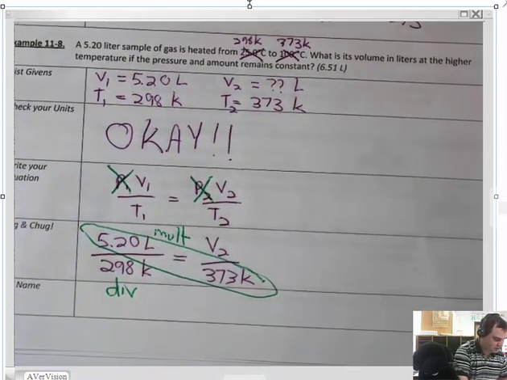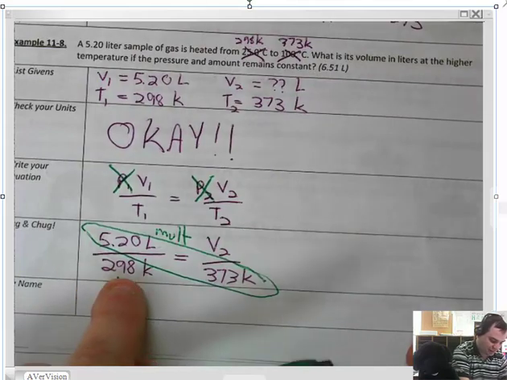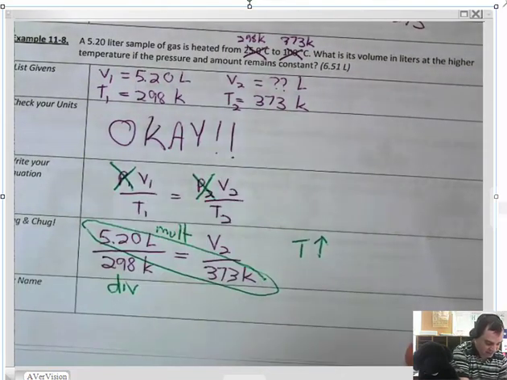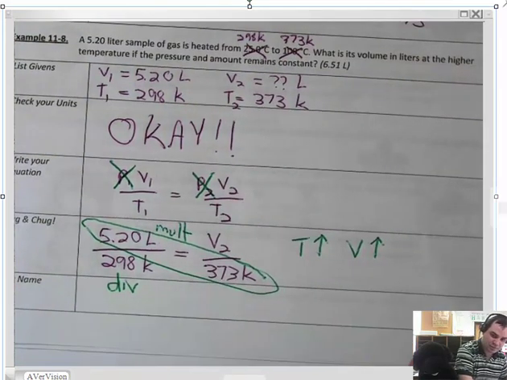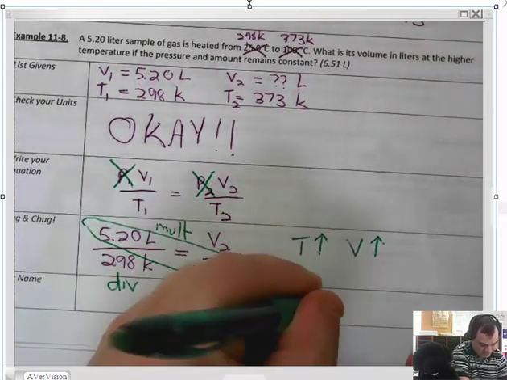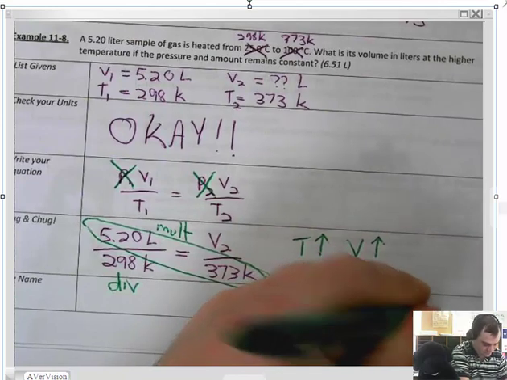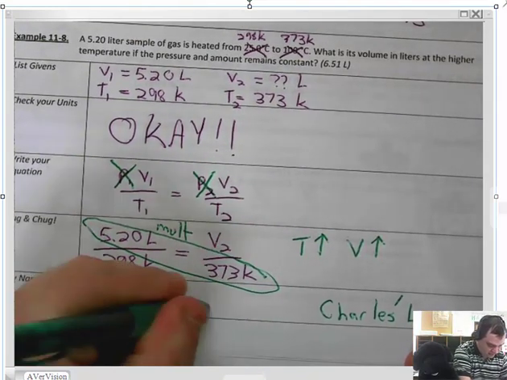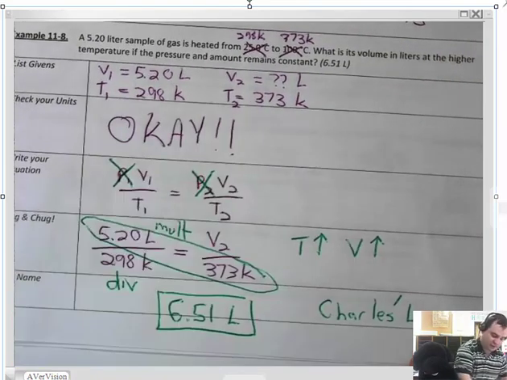Plus we should realize that the temperature is going up, so the volume should go up because this is a proportion. And it's Charles's law, which is direct. Did I tell you it's Charles's law? Yeah, it's Charles's law. And when we solve this, we get 6.51 liters. Round to 3 sig figs because that's what we have in the problem.